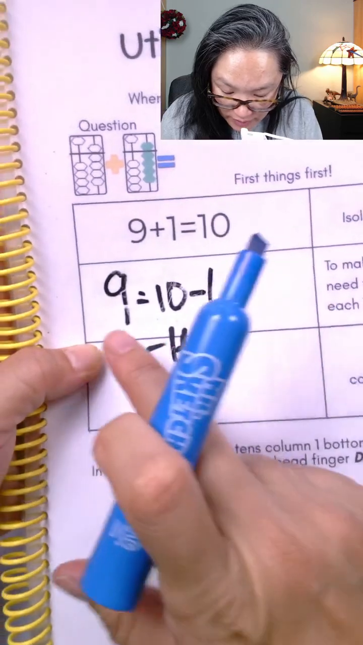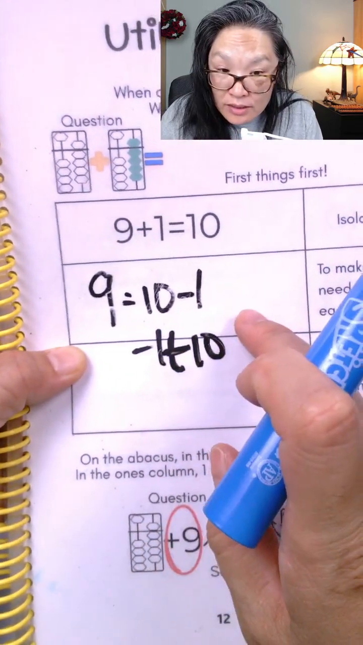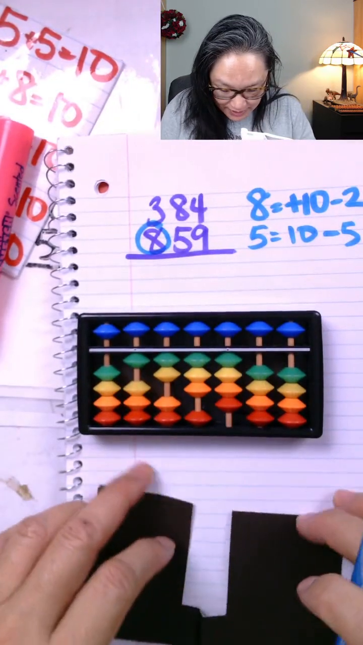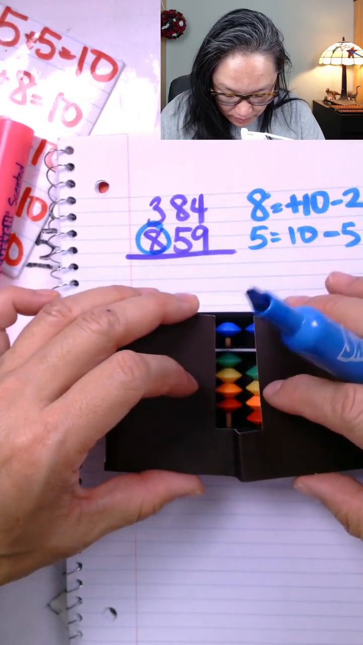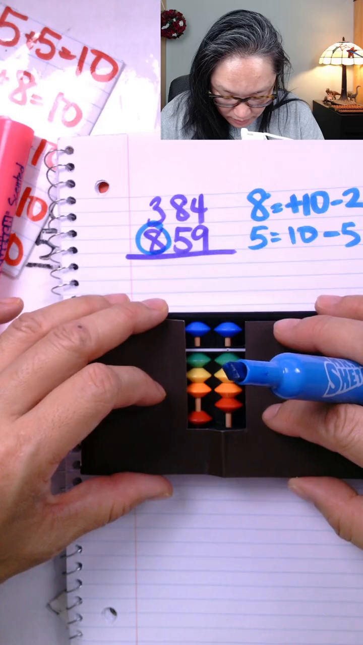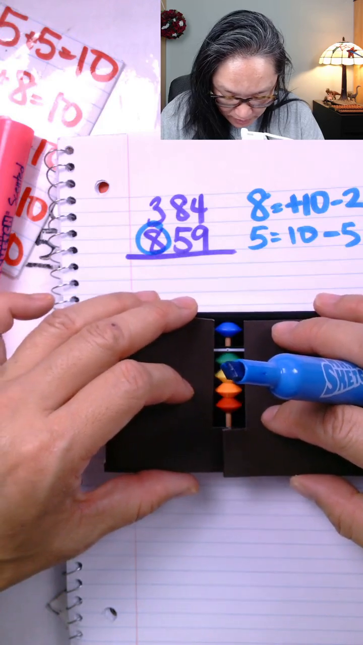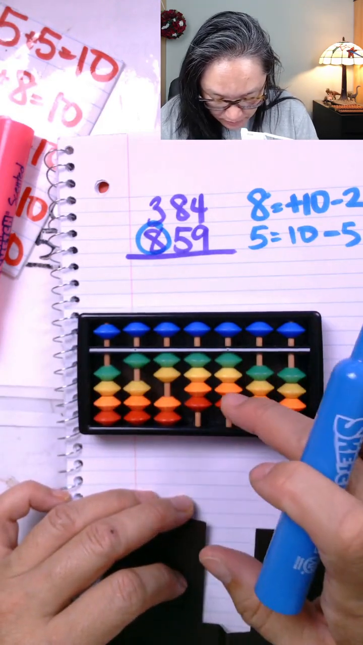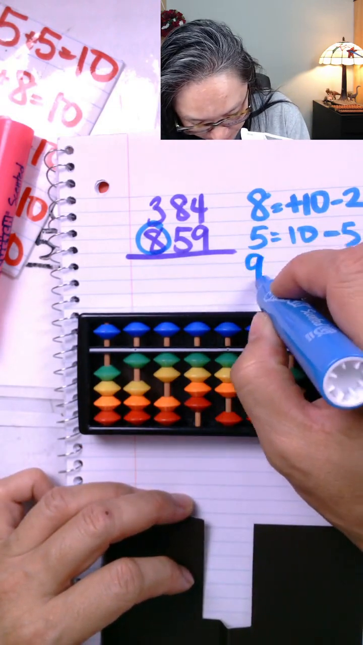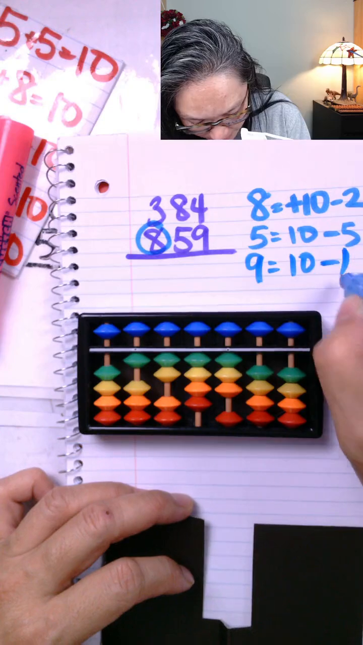Add the 9 is what? Plus the 10 minus the 1. So what are we going to do? Plus the 10 minus the 1. That's what it is. 9 is equal to plus the 10 minus the 1.